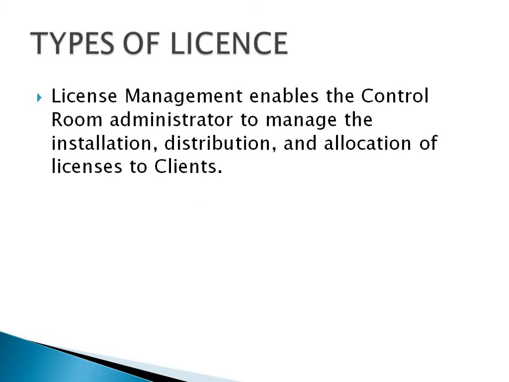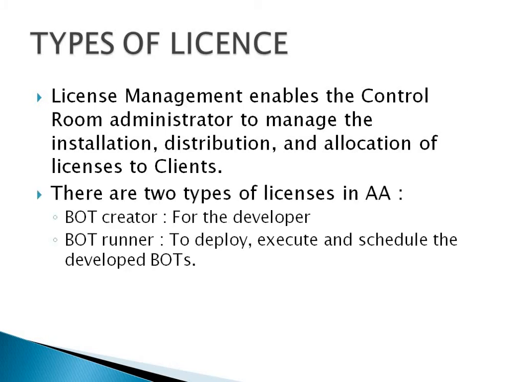And in this Automation Anywhere, there are mainly two types of license. License management enables the control room administrator to manage and install, distribution and allocation of licenses to the clients. So the two types of licenses here are, one is bot creator, to develop the bot which will be allotted to the developers, and the other one is bot runner, to deploy, execute and schedule the deployed bots, which will be allotted to the bot runners who don't develop, but they are supposed to deploy and execute the tasks.